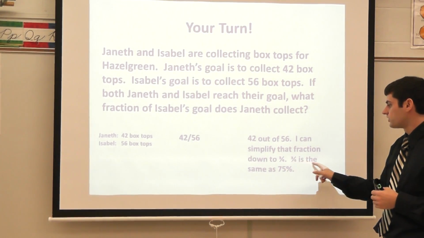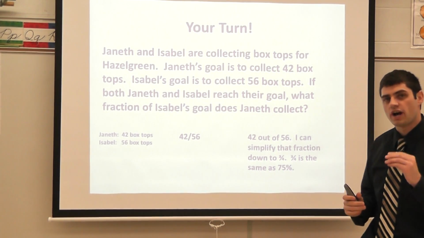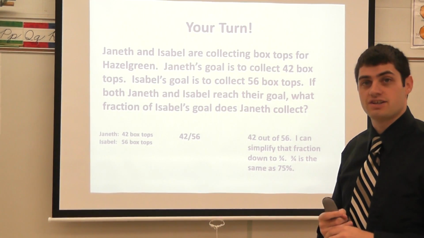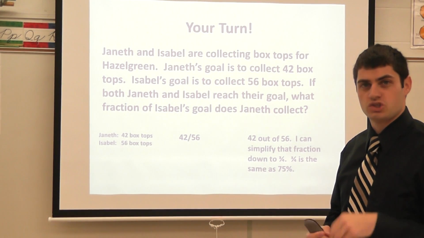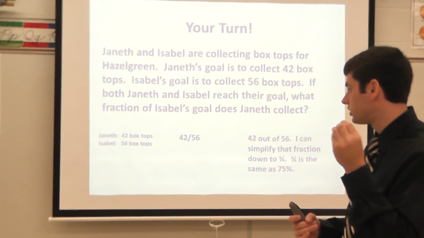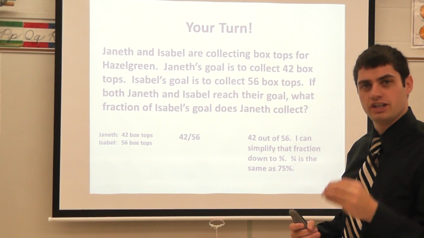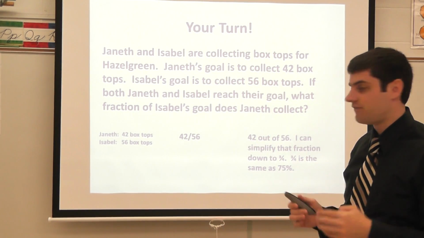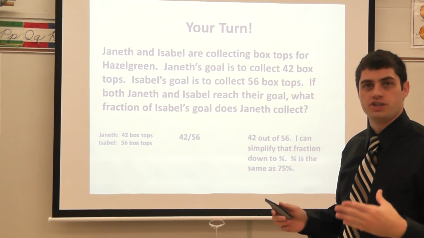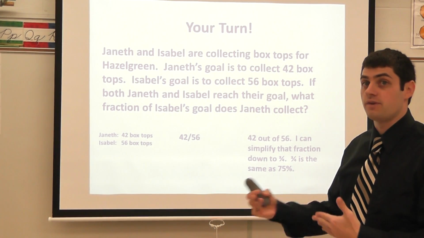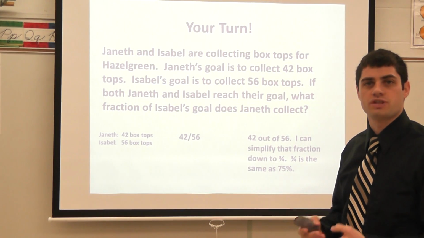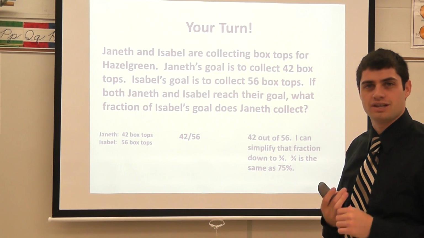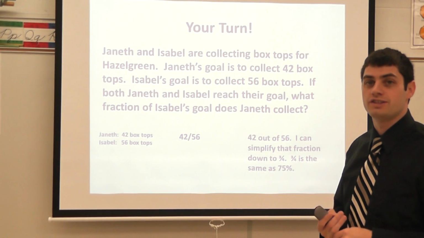Well, I know that 3/4 is the same as 75%. So I could say another thing is that Janet collected 75% of what Isabel collected. So again, I took a ratio there in my fraction, turned it into a percent, comparing the number of box tops they came up with. Obviously then, when looking at Isabel, if she collected 56 box tops out of 56 box tops, well, she collected 100% of her goal. She made her goal. But when comparing Janet and Isabel, it would be about a 75% difference, or 42 out of 56, or if you simplify it, 3/4.